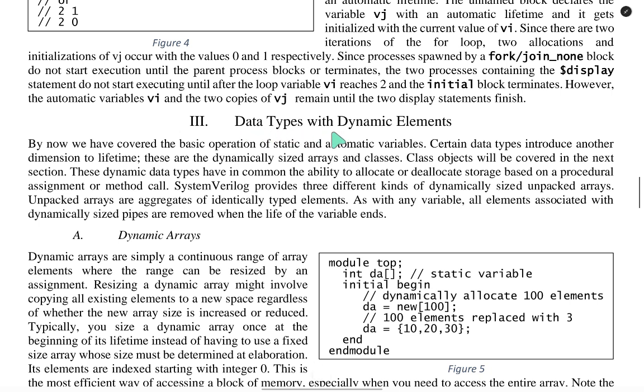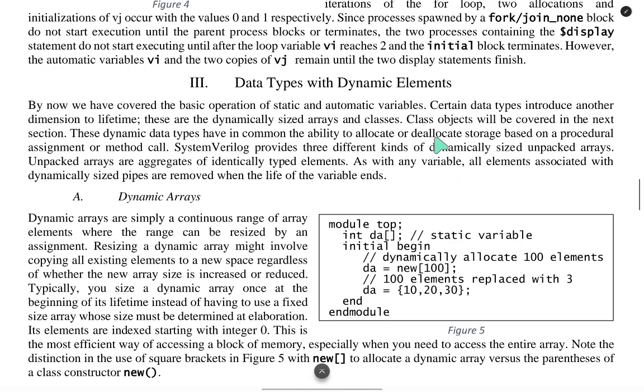Chapter 3, the data types with the dynamic element. By now, we have covered the basic operation of static and automatic variables. Certain data types introduce another dimension to lifetime. These are the automatically sized arrays and classes. Class objects will be covered in the next section.